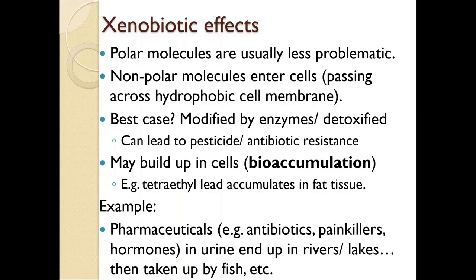One example we're going to look at in the environment in terms of xenobiotic substances is on the next slide. We're going to start talking about some pharmaceuticals. Pharmaceuticals are things like antibiotics, painkillers, hormones that can be flushed from the body through the urine, but then those pharmaceuticals don't get broken down completely in waste treatment plants, and they end up in rivers and lakes where fish and other aquatic organisms can be exposed to those pharmaceutical compounds.